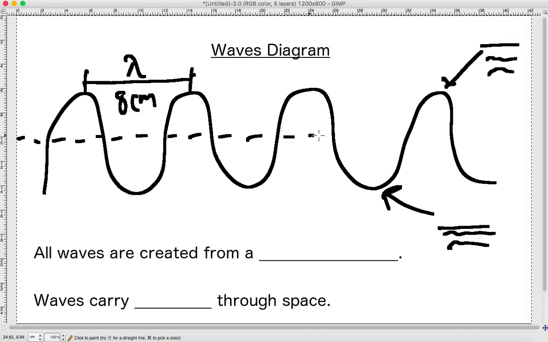So just draw this resting line, a dashed line right through the center. And the amplitude would be the distance from the high point to that resting point. It would also be this distance here, or this distance here. So using the measurement tools on this, that is about 6 centimeters. This is about 10 centimeters. So this distance right here would be about 4 centimeters.